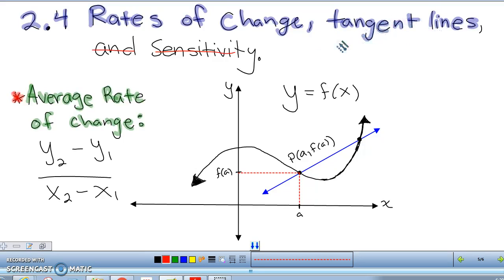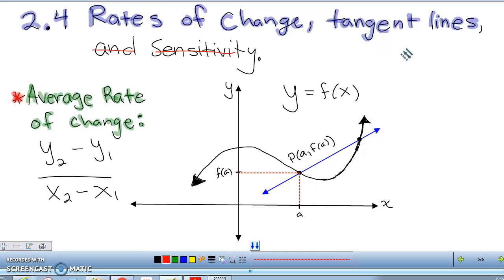Okay, so a quick refresher. What's the rate of change? What's a tangent line? Remember that the average rate of change is nothing but a slope, so y2 minus y1 over x2 minus x1. But tangent line.